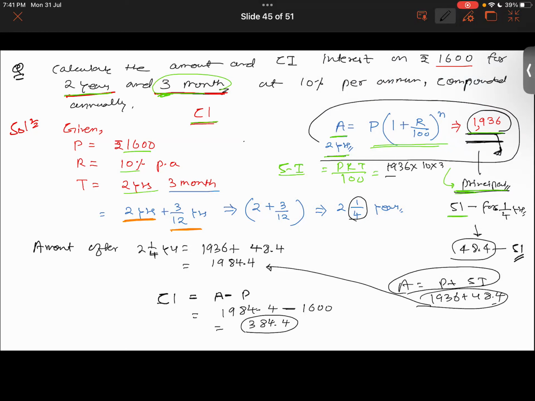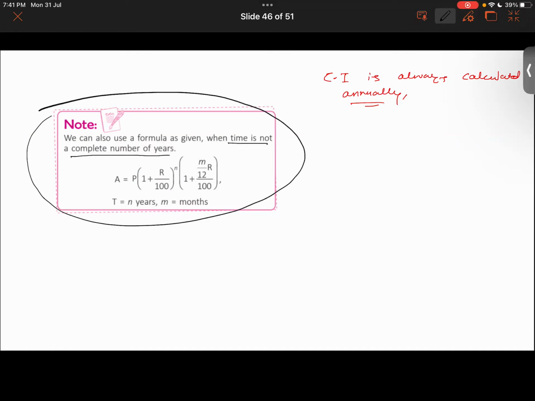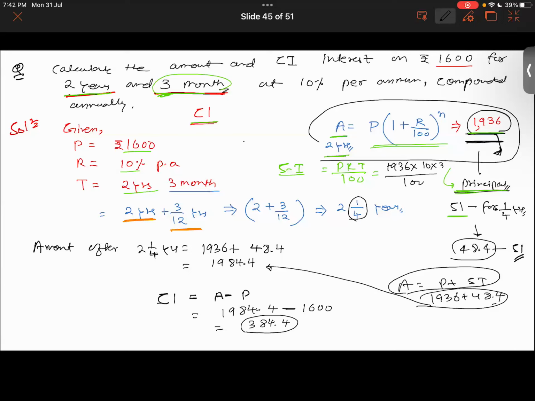Then we calculated it, or rather you guys can use this formula, whenever time is not a complete number of years. So n here is the number of years, while m here is the number of months. Now look, using this formula, I will quickly solve this question and I will be getting my answer in one go. Okay.